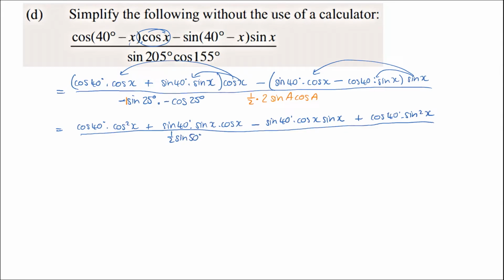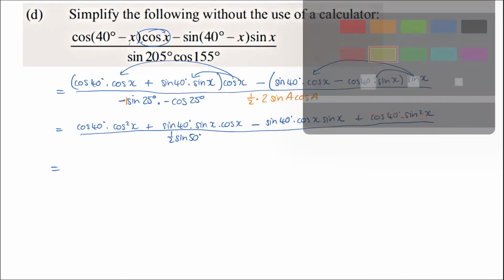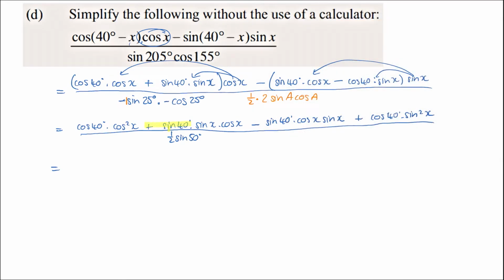Now, why am I looking at 50 degrees? Well, I'm also noticing these 40 degrees in the numerator, and the 50 degrees and 40 degrees are complementary, so we might be able to do something with those. Okay, what happens in the numerator here? Well, if we look here, we've got the positive sine 40 cos x sine x, and then we've got minus sine 40 cos x sine x. Those are the same term. So if I added and subtracted, we've lost that.